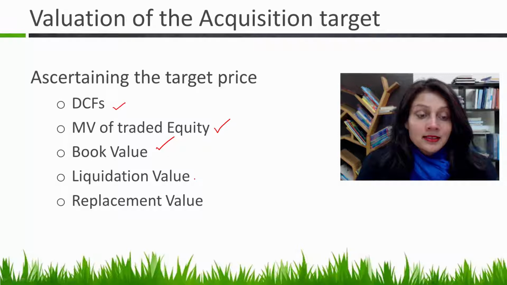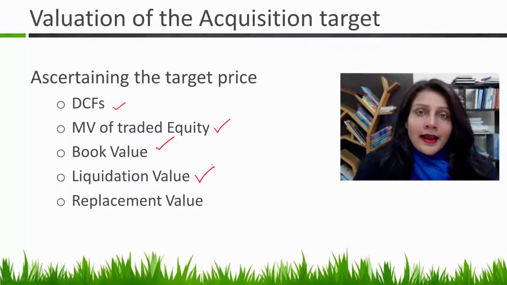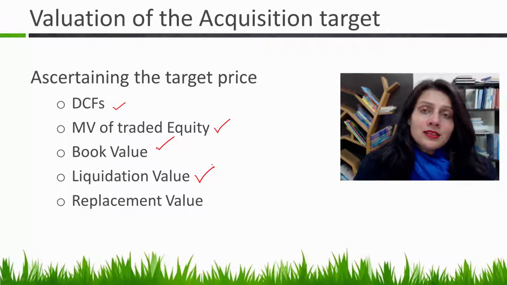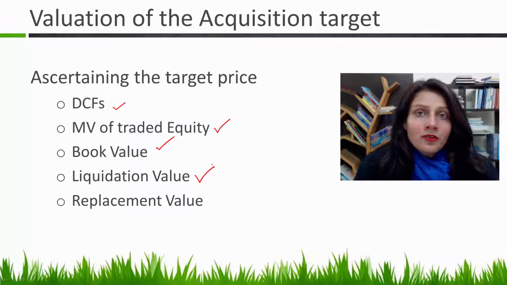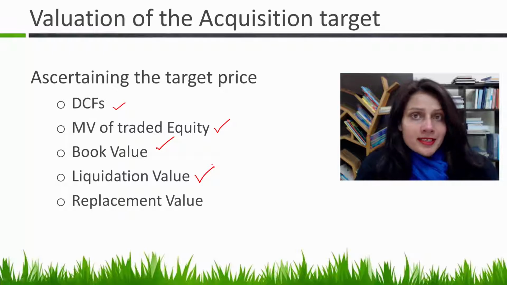Another method is the liquidation value. Now, liquidation value is the value that can be generated if the entire target enterprise can be sold off either as a whole or in parts. And the value thus generated is called the liquidation value. Again, this is not a practical value. It is just an assumption of how much the separate assets of the company will fetch if they are sold in the market today, or if the entire enterprise as a whole is sold to a third party, then how much will it fetch? So it also involves a lot of assumptions.